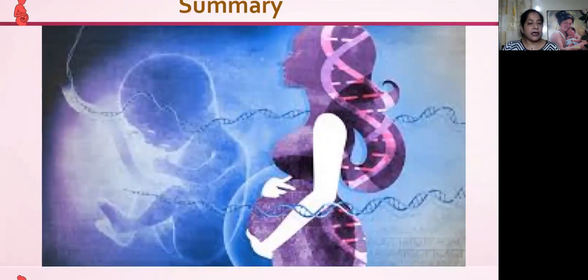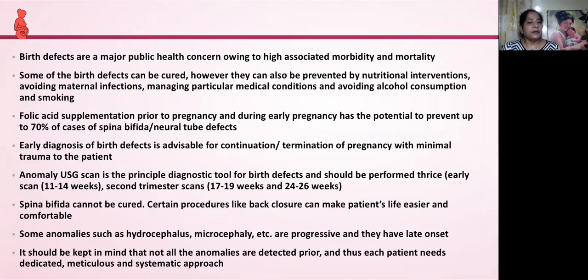To summarize, birth defects are a major public health concern owing to high associated morbidity and mortality. Some birth defects can be cured, however, they can also be prevented by nutritional changes, avoiding infections, also by managing particular medical conditions, avoiding alcohol and smoking. Folic acid supplementation prior to pregnancy and during early pregnancy has the potential to prevent up to 70% of cases of spina bifida and neural tube defects.